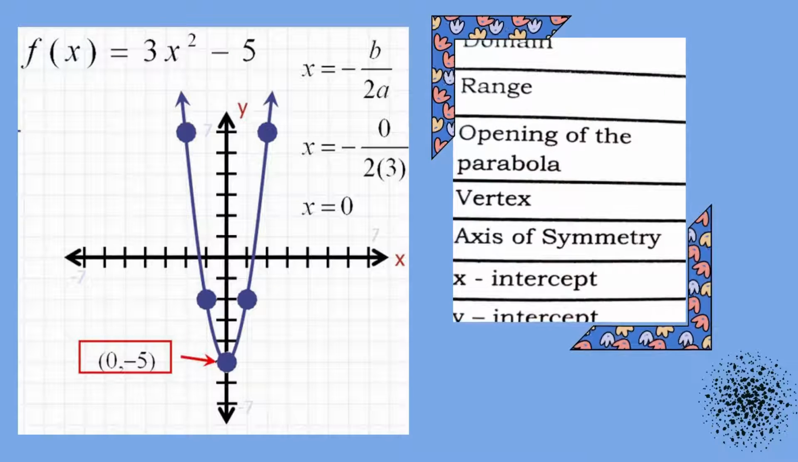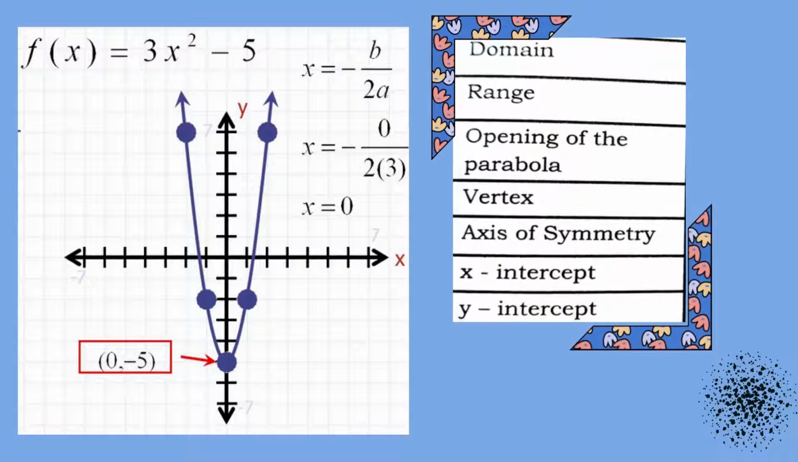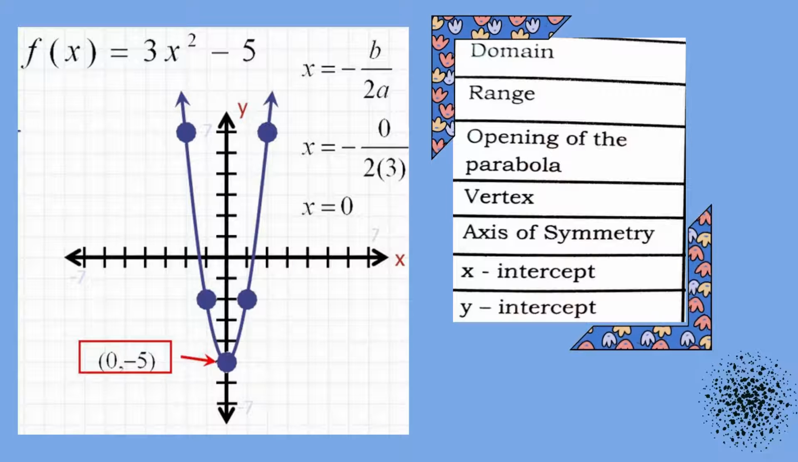In the function f of x equals 3x squared minus 5, you can get the properties of the given function. The domain or x are the set of all real numbers. The range or y is the y values greater than or equal to k, by which k is equal to -5 from the given example, since a is greater than 0.